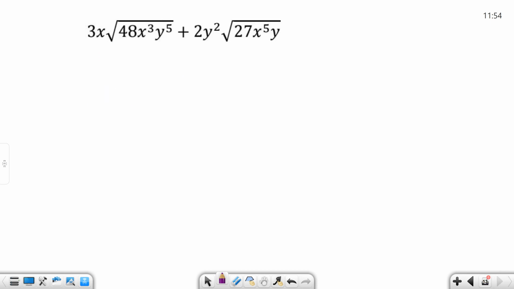All right, and then the last one here. We have 3x and then the square root of 48x to the third, y to the fifth. So can I break 48 up? If you remember, 4 times 12 is 48, but bigger than that on perfect squares is 16. 16 times 3 is 48, and the square root of 16 is 4. So what's out front? The 3x.